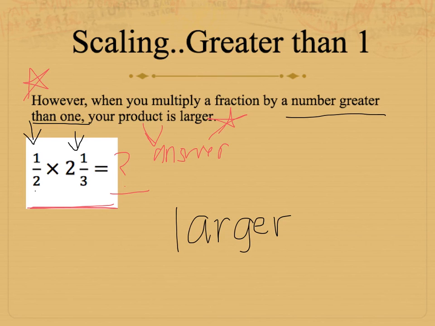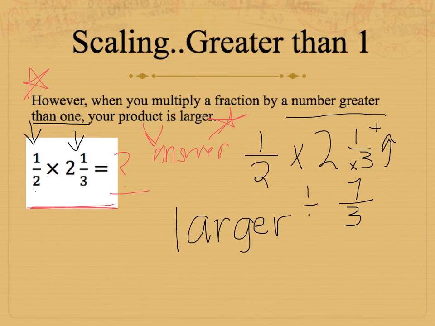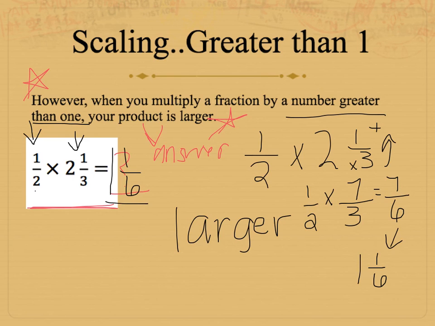So let's multiply that out and figure out what we get. All right, 1/2 times 2 and 1/3. Let's change this into an improper fraction. 2 times 3 is 6, plus 1 is 7 over 3. So 1/2 times 7/3 gives us 7/6, which is 1 and 1/6. So is 1/2 greater or less than 1 and 1/6? 1 and 1/6 is larger than 1/2.